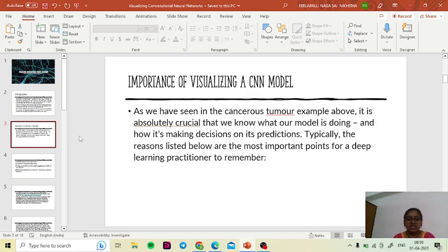Importance of visualizing a CNN model. As we have seen in the cancerous tumor example above, it is absolutely crucial that we know what our model is doing and how it is making decisions on its predictions. Typically, the reasons listed below are the most important points for a deep learning practitioner to remember.